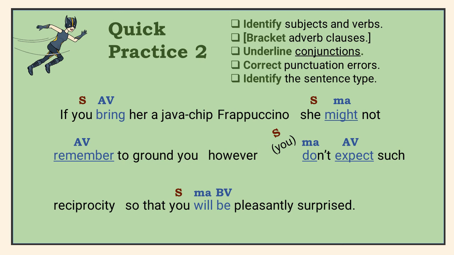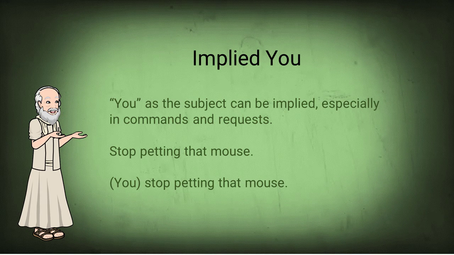Let's break this sentence down. There are 4 subject-verb combinations, so 4 clauses in the sentence. Because do expect has an implied subject, you, we write it in and identify it in this way. Flashback alert. You as a subject can be implied, especially in commands and requests.